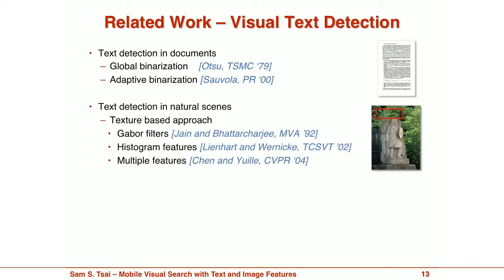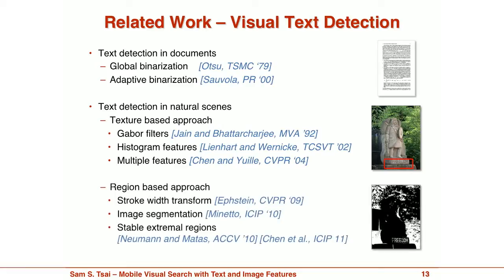People first tackled the problem using a texture-based approach. From a sliding window that goes through the image, they extracted different types of features, such as Gabor, color histograms, and trained a classifier to determine whether there's text within the sliding window. More recently, however, people have started looking into a region-based approach, where they use stroke-width transforms, image segmentations, or stable extremal regions to find regions within an image that might correspond to character candidates. Then, from these character candidates, we build up text lines and words.